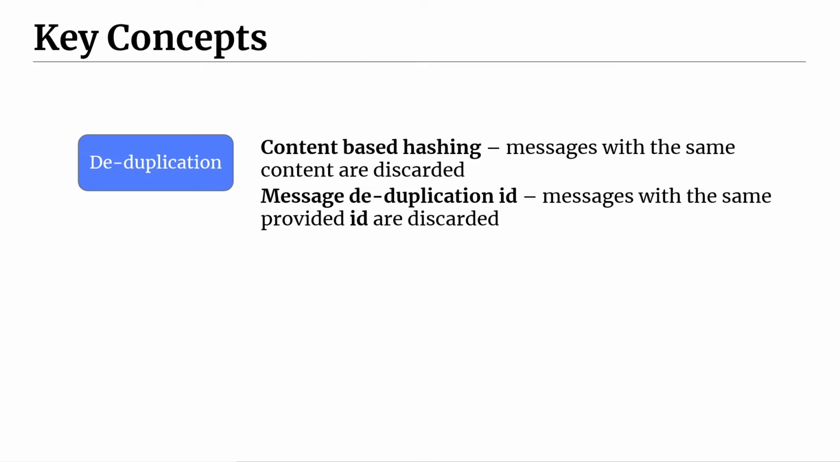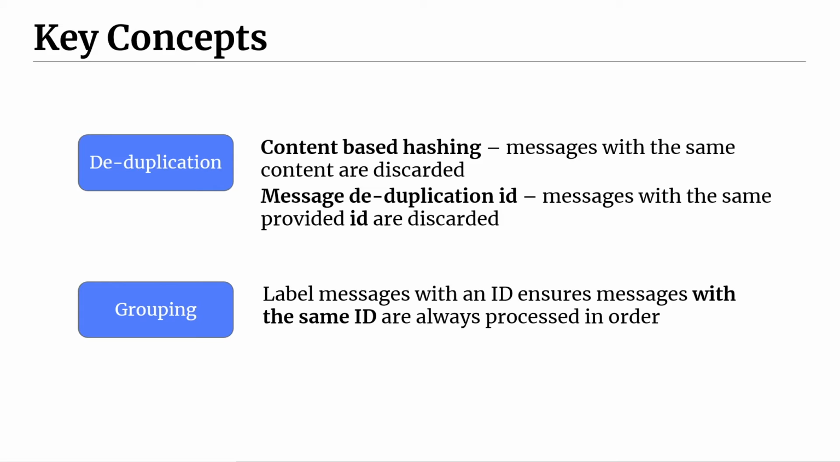Now, the second main concept, which is the bread and butter of FIFO queues, the really important and powerful concept, is message grouping. Message grouping allows you to label messages with a specific ID, and it ensures that messages with the same ID are always processed in the exact same order.